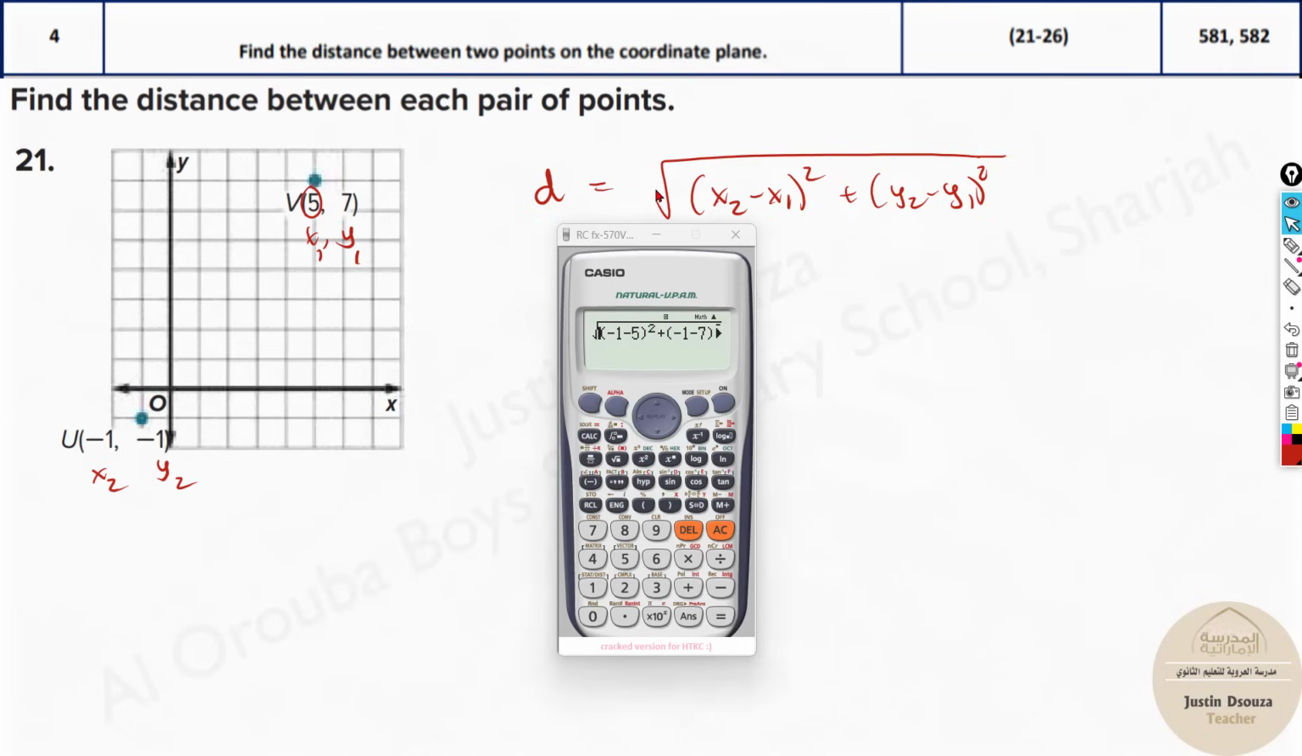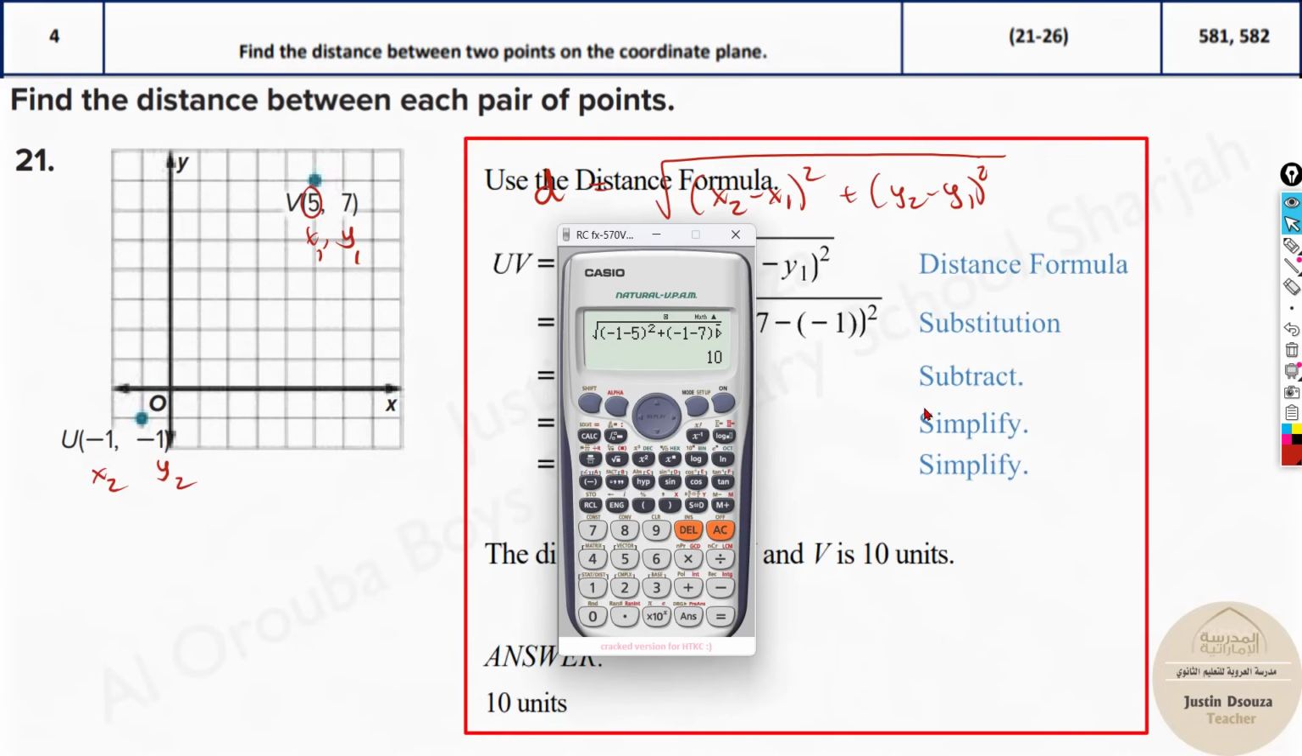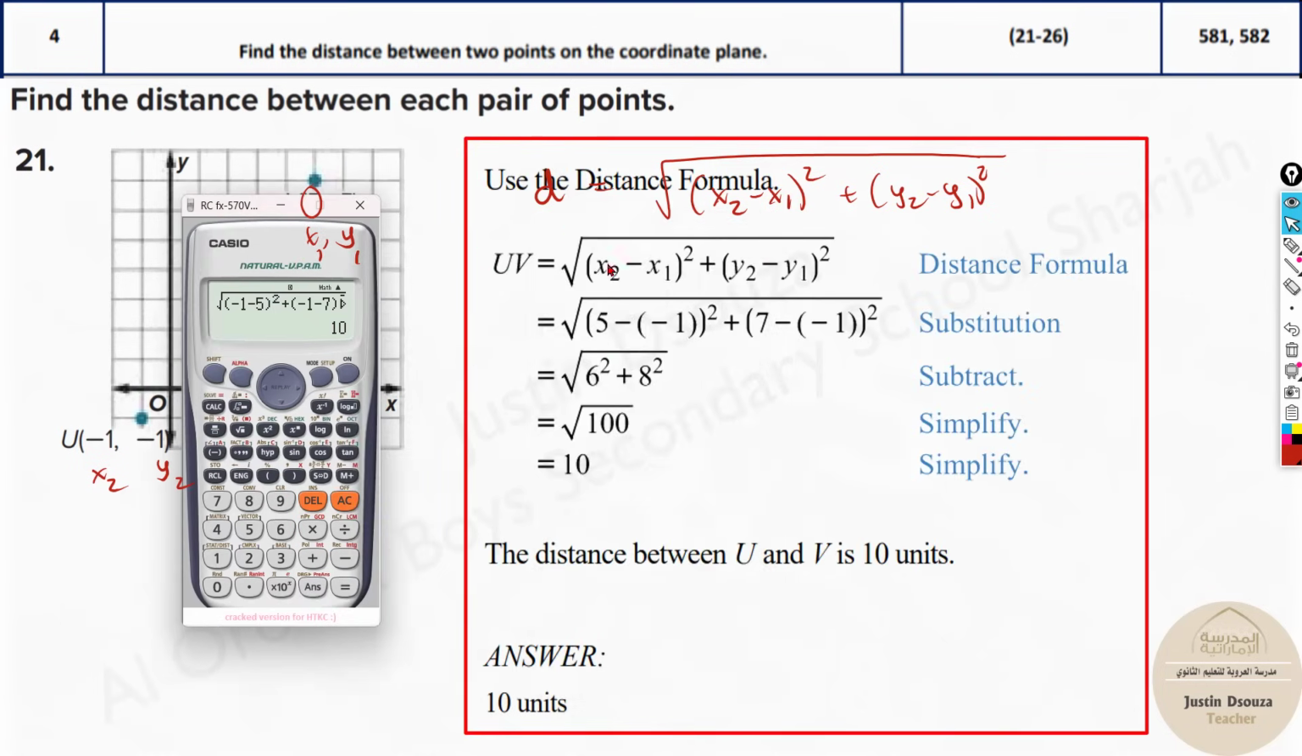Here I've just typed this as it is in the calculator. The x2 value over here is -1 minus x1 is just 5 the whole square plus -1 minus 7 the whole square. Use the brackets properly and the answer is 10. That's it. That'll be your answer. You don't need to write anything in detail. Just put it in the calculator and solve it up.